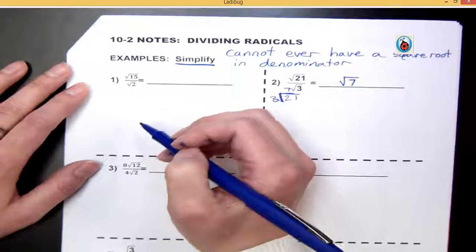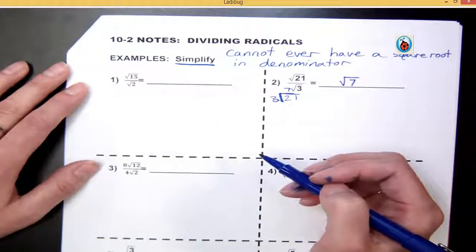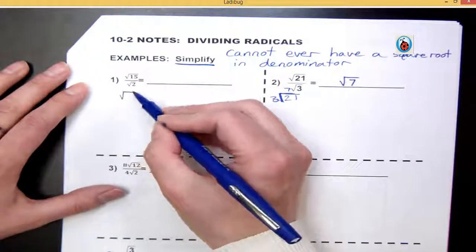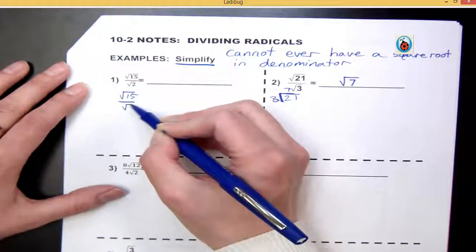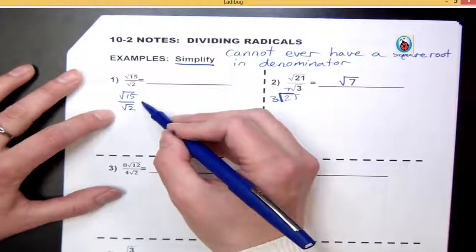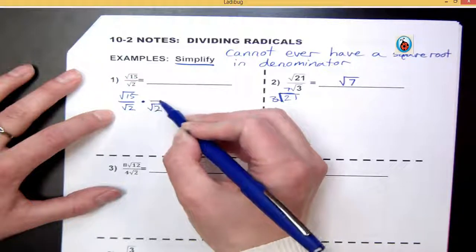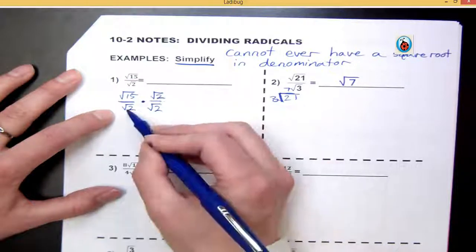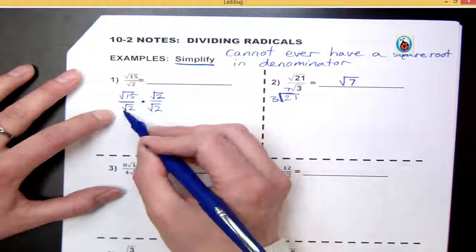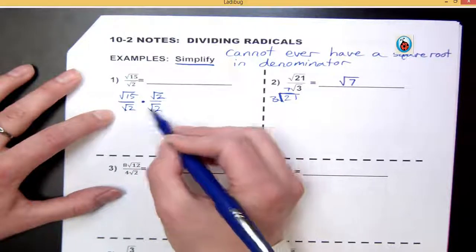15 does not divide evenly by 2, and we don't deal with decimals ever when we're simplifying radicals. And so our rule is we cannot leave the root 2 in the denominator. So the way we simplify this is we multiply it by a factor of 1, which would be root 2 over root 2. So you always multiply by the radical that is in the denominator, because then that cancels out.